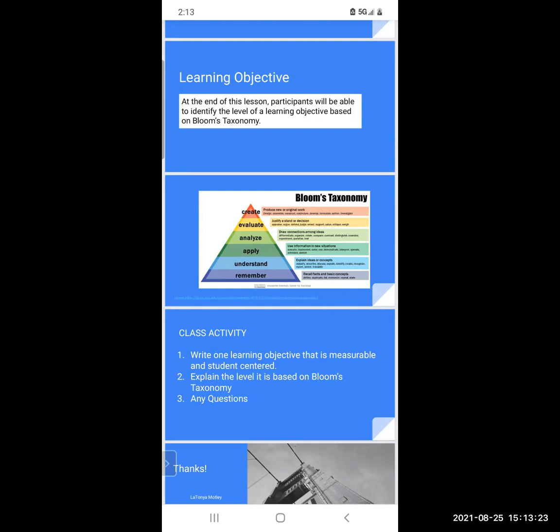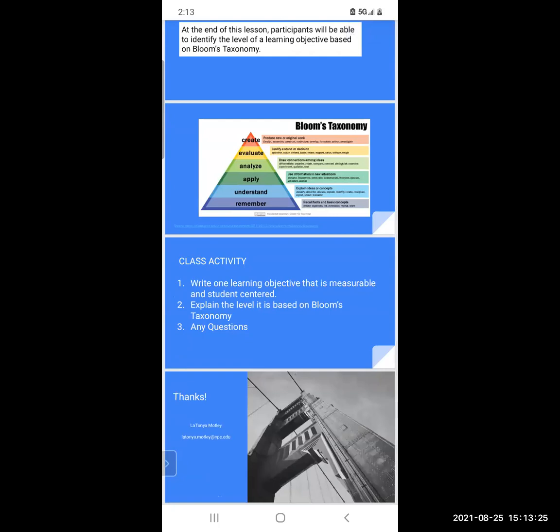which is remember. The class activity today is for you to write one learning objective that is measurable and student-centered and explain the level it is based on in Bloom's taxonomy. And then we will have questions.